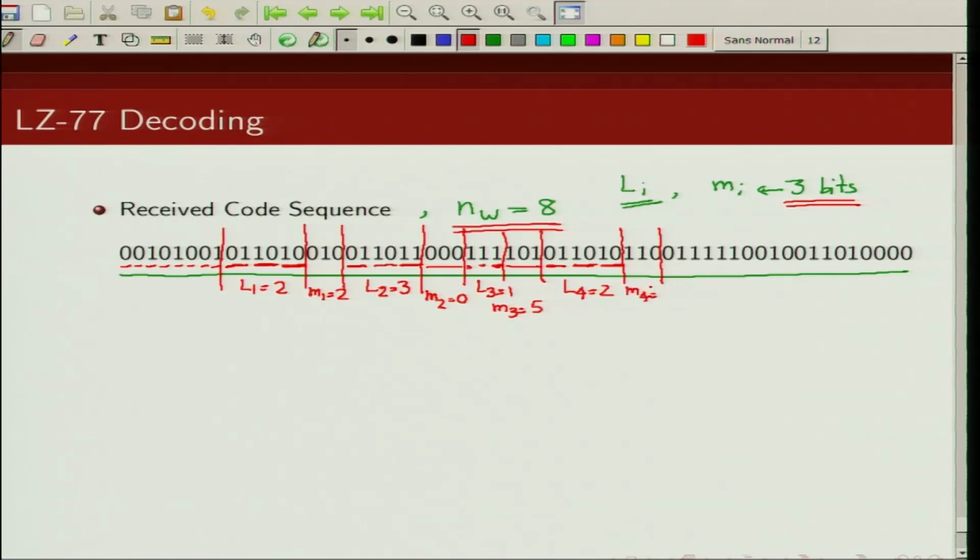So M4 is 6. Here I look at run of 1. So I look at next 2 bits, that's 3. So the next 3 bits will give me the value of L5, and that is 6. So L5 is 6. And the next 3 bits are used for encoding of M, and that is 2. So M5 is 2. And again here there's a run of 1. So look at next 2 bits, that is 2. So again look at next 2 bits. So L6 comes out to be 2, and the next 3 bits corresponds to M6, which is 0.